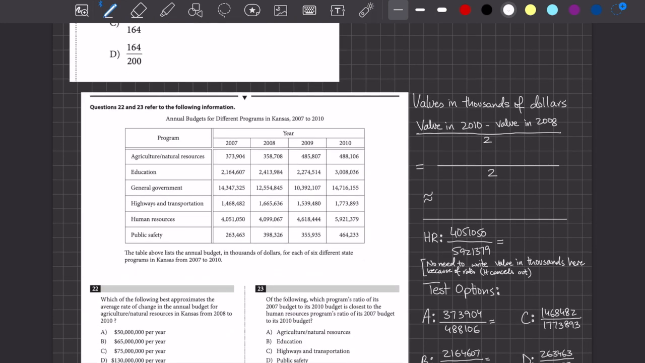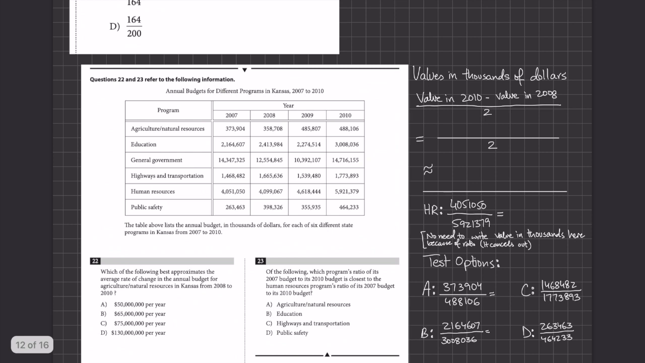For questions 22 and 23, we need to remember that these values are in thousands of dollars. So, to find the change in budget between 2008 and 2010 for agriculture, we subtract both values and divide by 2, since the time span is 2 years. This gives us approximately 65 million, answer B.